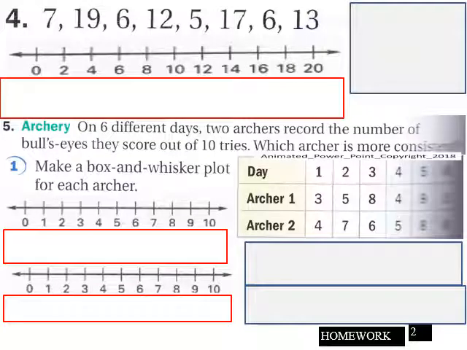And then page 2, up here, box and whisker for this data set here. Then number 5, archery. Which archer is more consistent? So make a box and whisker plot of each archer. Archer 1, archer 2. Your box and whisker goes here for archer 1. Box and whisker down here for archer 2. And then from the data, which archer is more consistent?